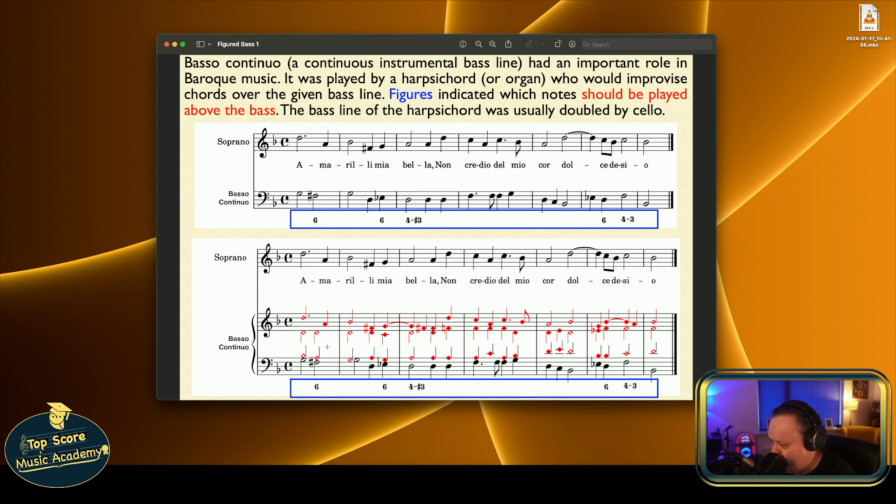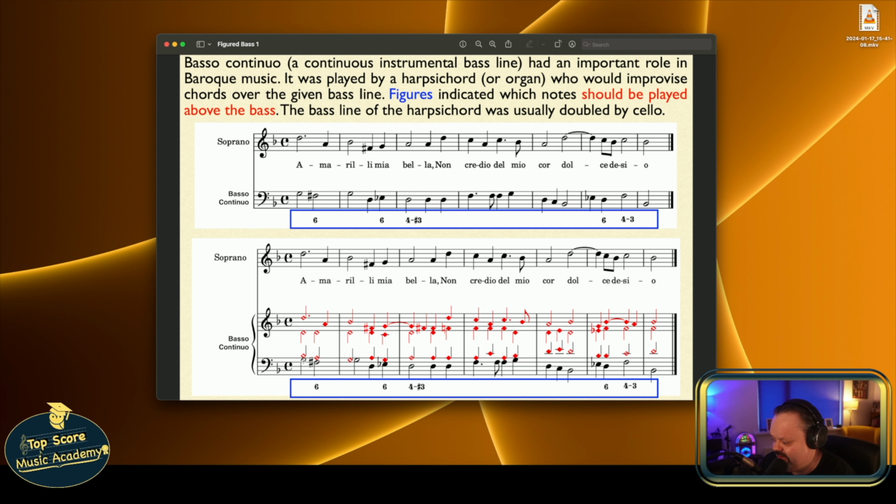And underneath that, you can see an example of what that may look like when it's fully realized by the keyboard player. The cello player will still play, obviously, the bass notes, but the harpsichord will play those bass notes plus these notes above. But it doesn't have to be exactly as you see here.